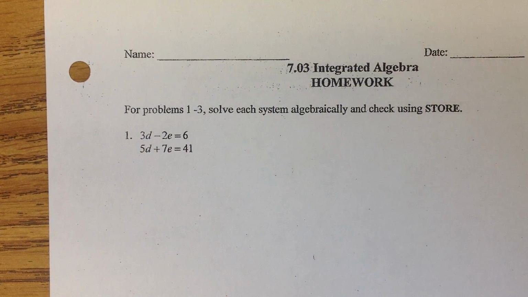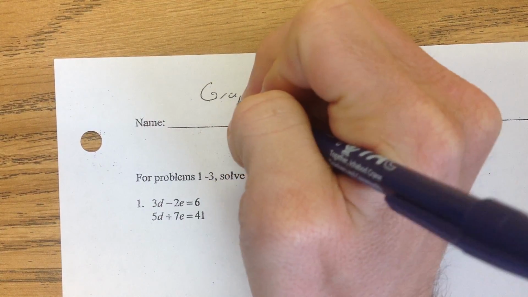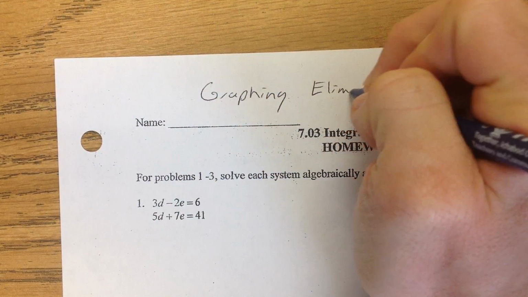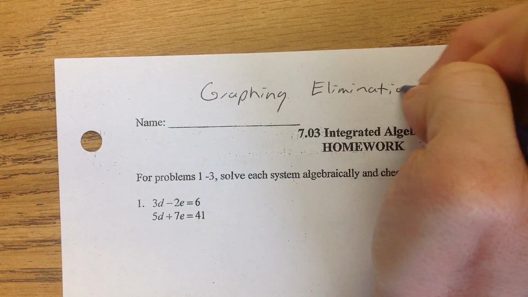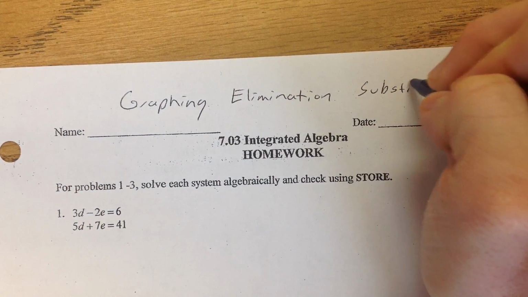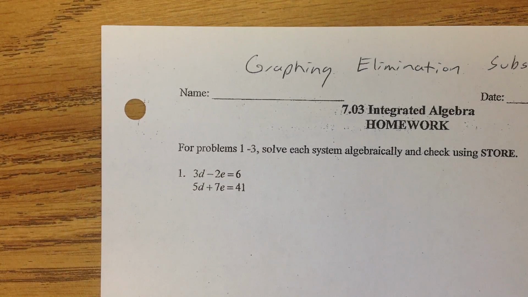This assignment is going to have a whole bunch of systems of equations, and we're going to get to solve them in different ways. We've talked about the three ways of solving: graphing, elimination, and substitution. We're going to get to do all three of those on this homework, so I know you're pretty excited about that. All right, let's take a look at this first one.